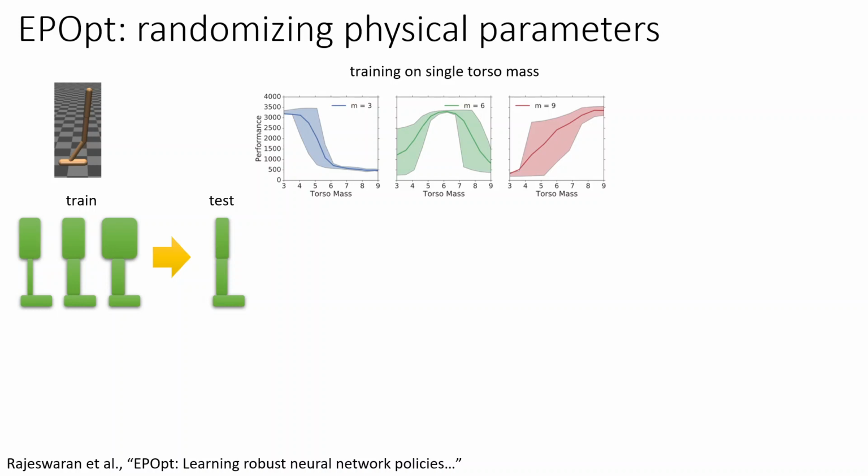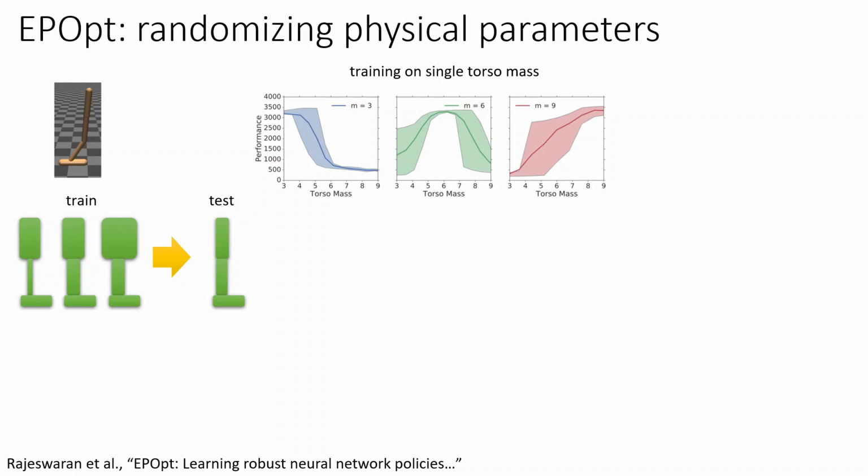So here, the mass of the torso of the hopper is being varied. On the x-axis, you can see the mass at test time, the y-axis performance, and the three different plots correspond to three different training masses. So the left one is trained with a mass of 3, the middle one a mass of 6, and the right one with a mass of 9. And you can see the training with a mass of 3, of course, performs best with a mass of 3, and then rapidly falls off as the mass gets bigger. And training with a mass of 6 performs best with a mass of 6.